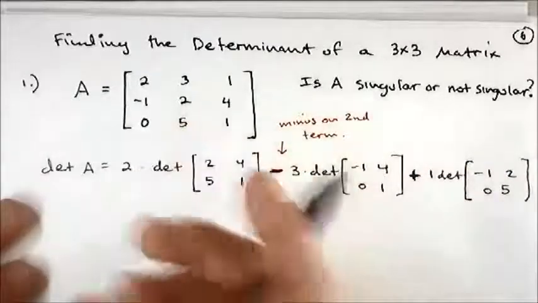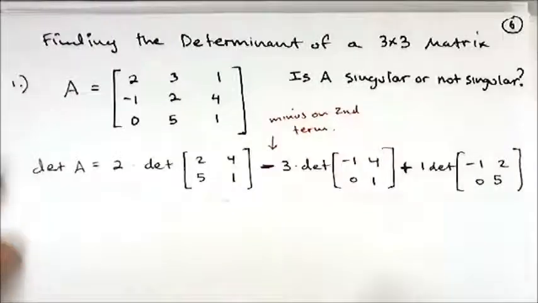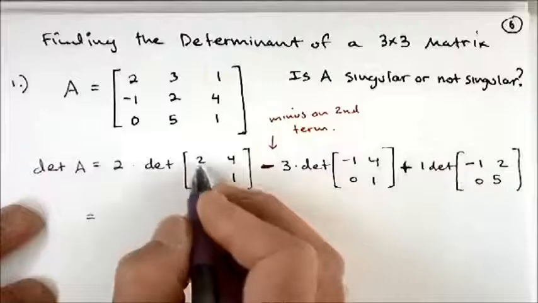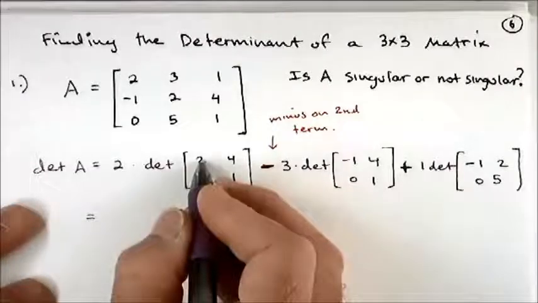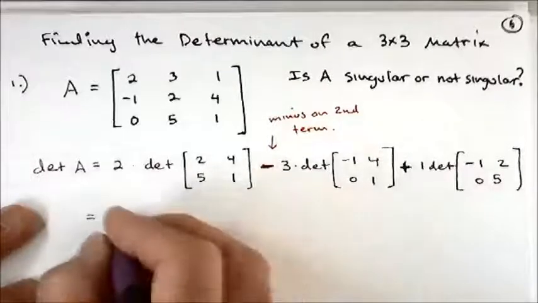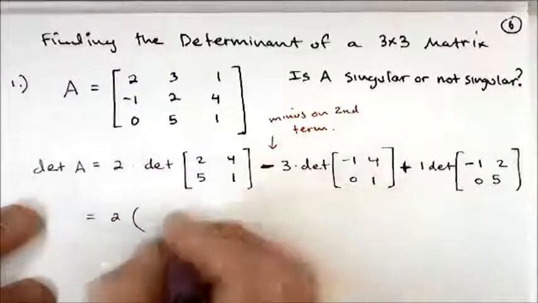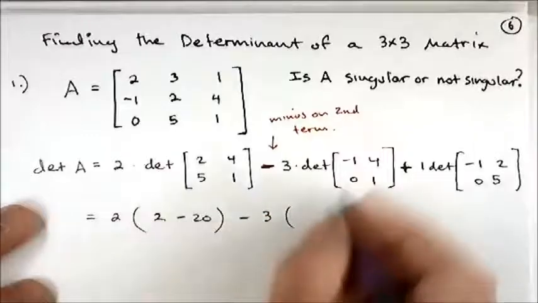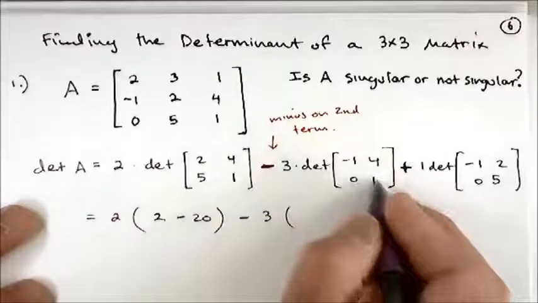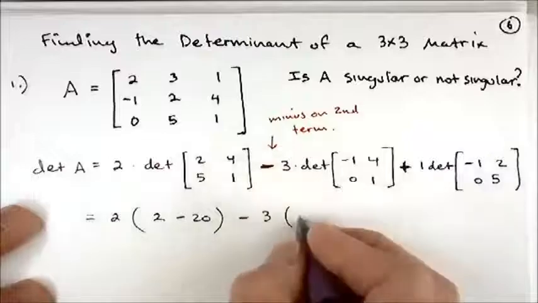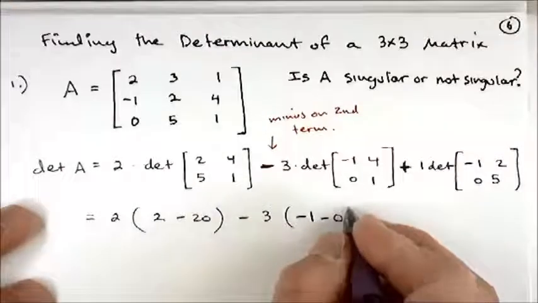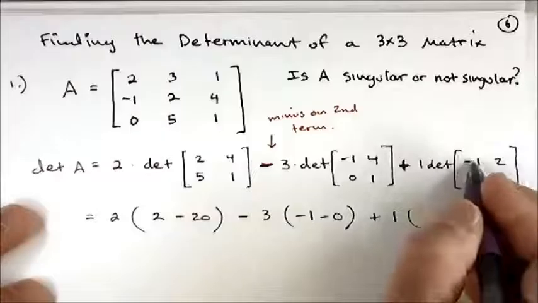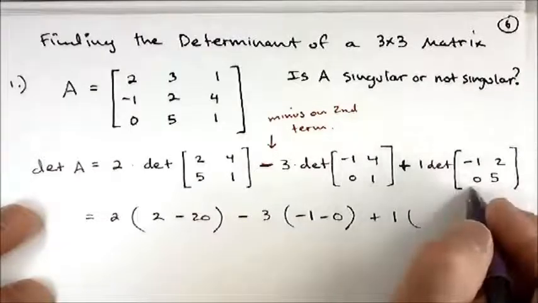I don't think we'll do 4x4s or 5x5s. That just gets too ugly. So then you usually just do this. The determinant of this one is 2 times 1 minus 4 times 5, so 2 times, let's say, 2 minus 20. This determinant is -1 times 1, so -1 minus 0. And the last one here is -5 minus 0.